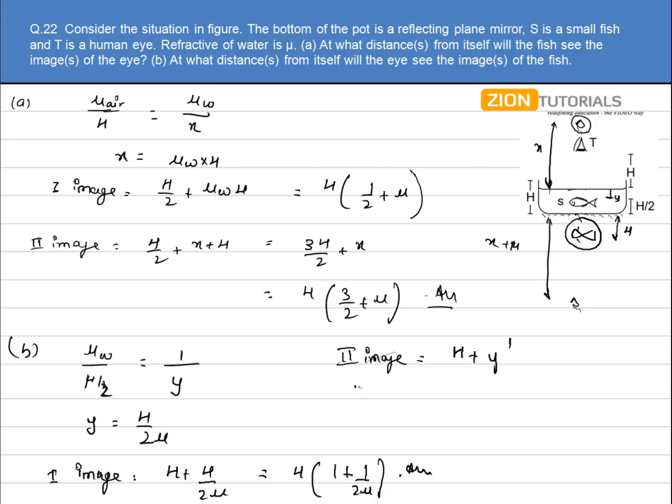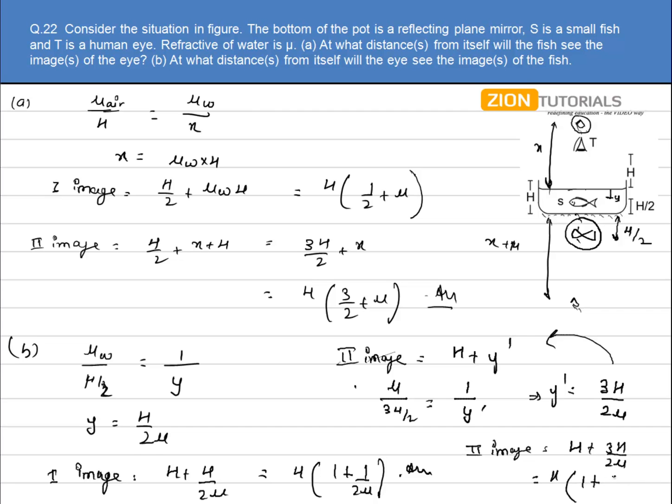So the value of y dash can be calculated by the same formula, that is mu by distance from the reflecting surface, that is h. This is h by 2, so h plus h by 2, that is 3h by 2 into mu, that is 1, let's say y dash. So value of y dash comes out to be 3h by 2 mu. So just substitute this value over here. I'll get the location of the second image from the eye. That comes out to be h plus 3h by 2 mu. That is h 1 plus 3 by 2 mu. That is the answer.